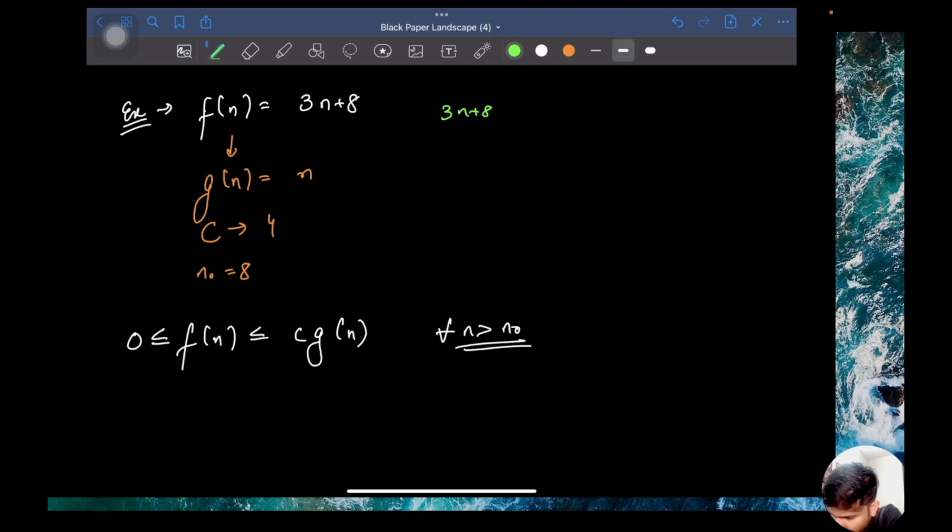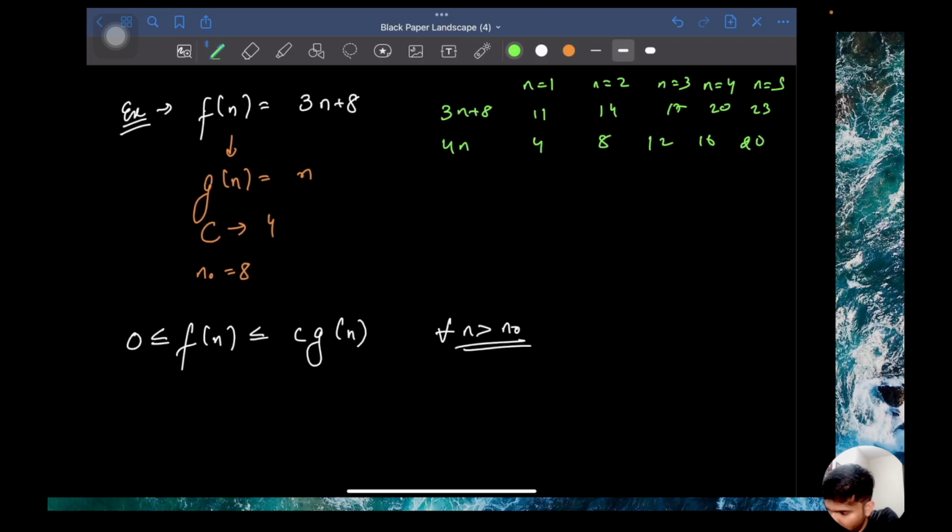3n plus 8, 4n. For n equal to 1, this is 8 plus 3, 11. This is 4. For n equal to 2, this is 6 plus 8, 14. This is 8. For n equal to 3, this is 3 into 3, 9, 9 plus 8, 17. And this is 12. For n equal to 4, this is 12 plus 8, 20. This is 16. But for n equal to 5, this is 23. And this is 20, right?